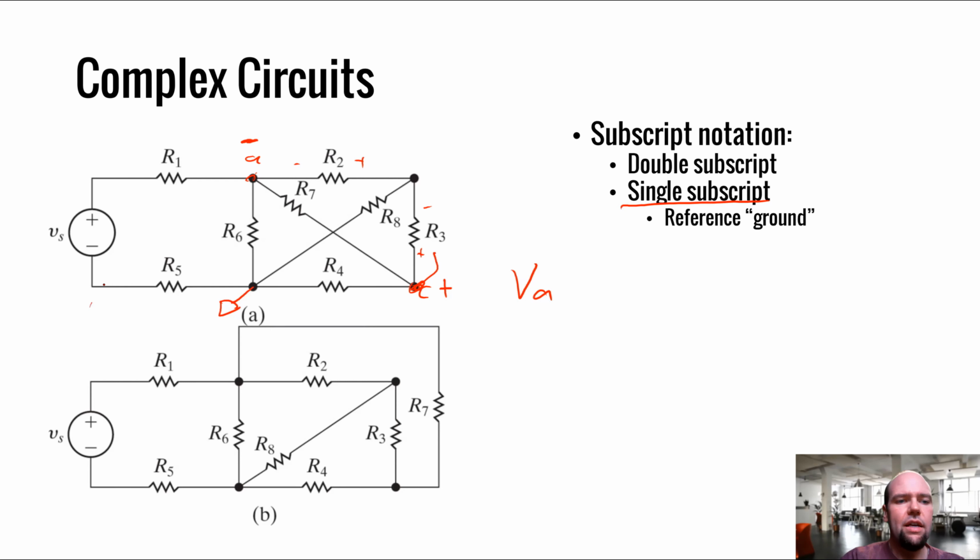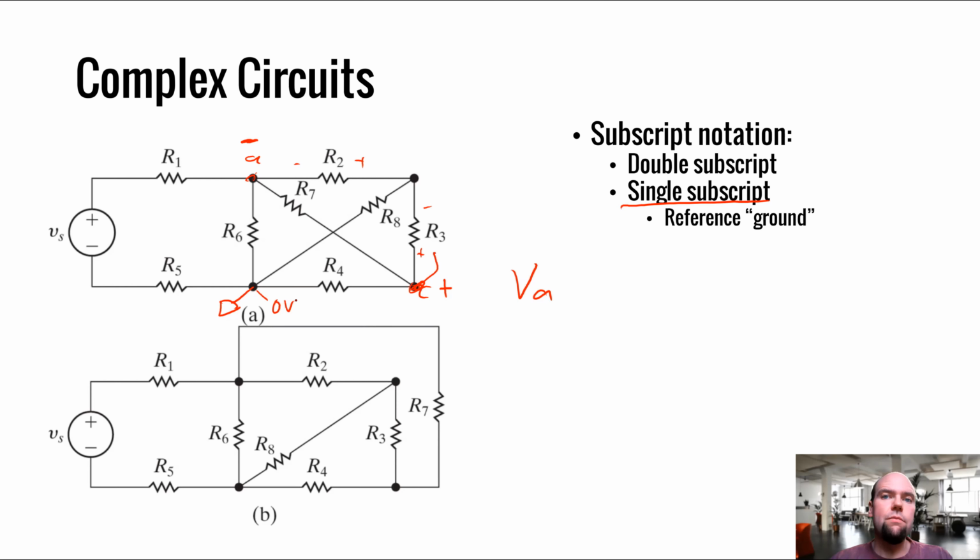Sometimes it'll be a 0 volt label. And that's basically just a way of saying, hey, this node is my reference. Anytime I refer to any other electrical potential, if I use a single subscript, I'm saying, what's the potential at that node relative to my reference node? What's the potential at that node relative to my ground node, if you want to call it that?